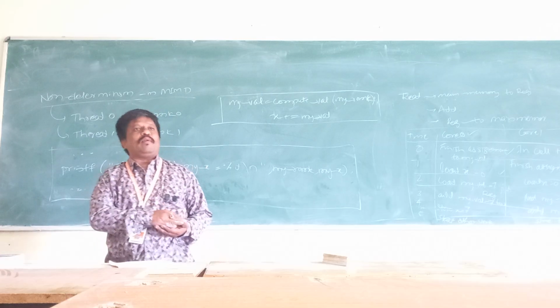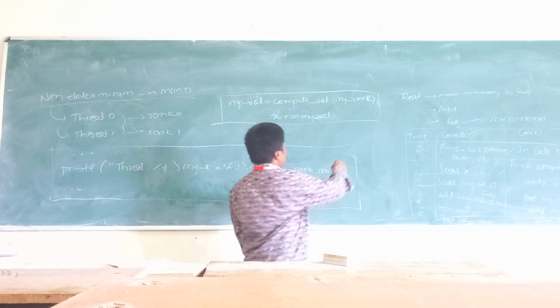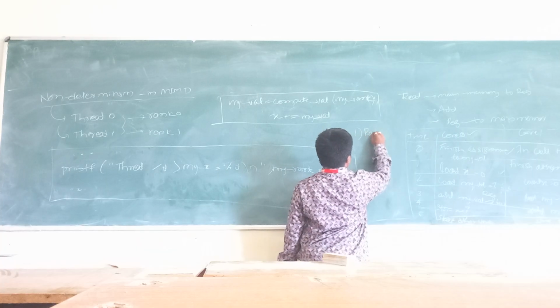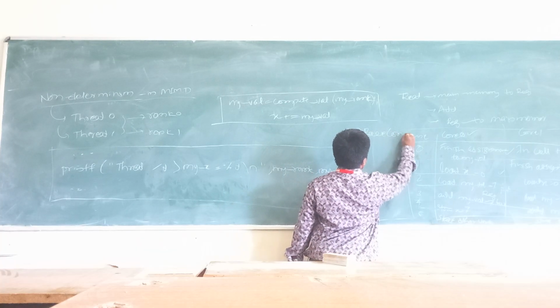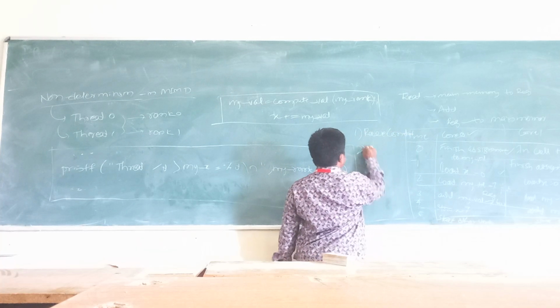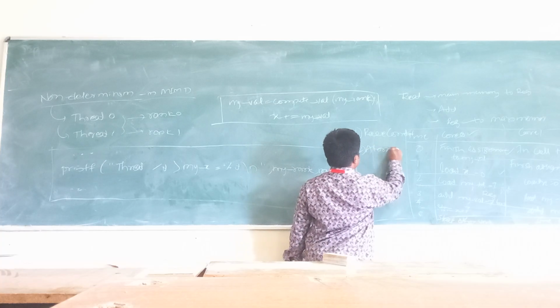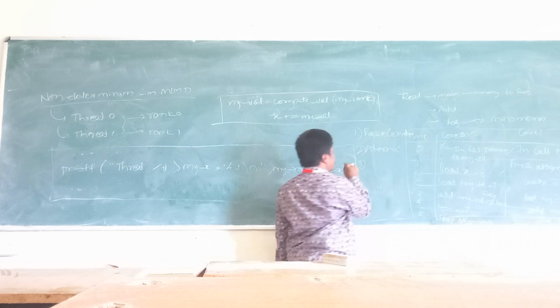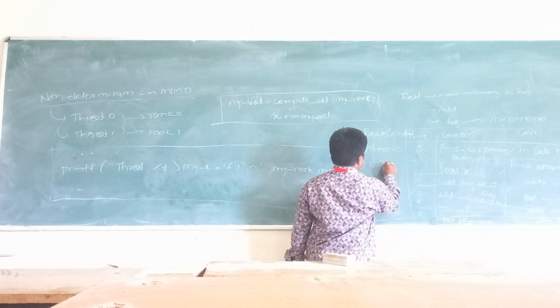Okay, one more is there. First one is the race condition, another one is the atomic condition, third one is the critical section.